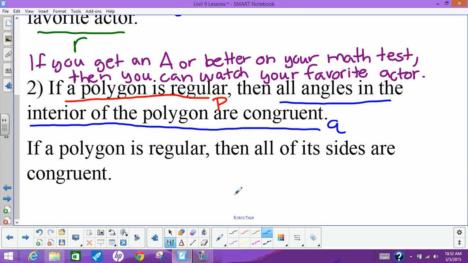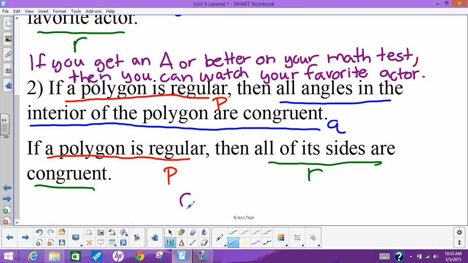So now, in order to use syllogism, the beginning of our next statement needs to be the same as Q, and the beginning of our next statement is not the same as Q. In fact, it's the same as P. A polygon is regular. We do have a new statement R. All of its sides are congruent. But in order to use syllogism, the conclusion of the first statement must be the same as the hypothesis of the next statement. That's not the case, so we cannot draw a conclusion.